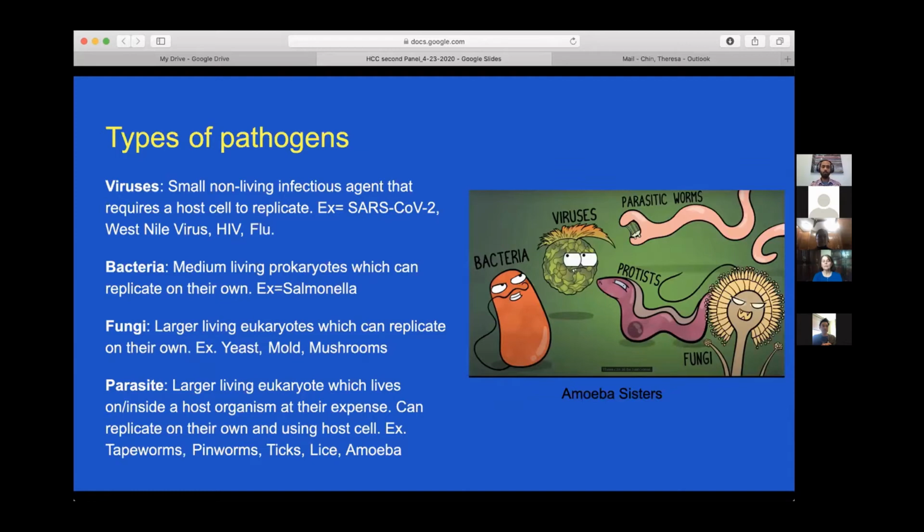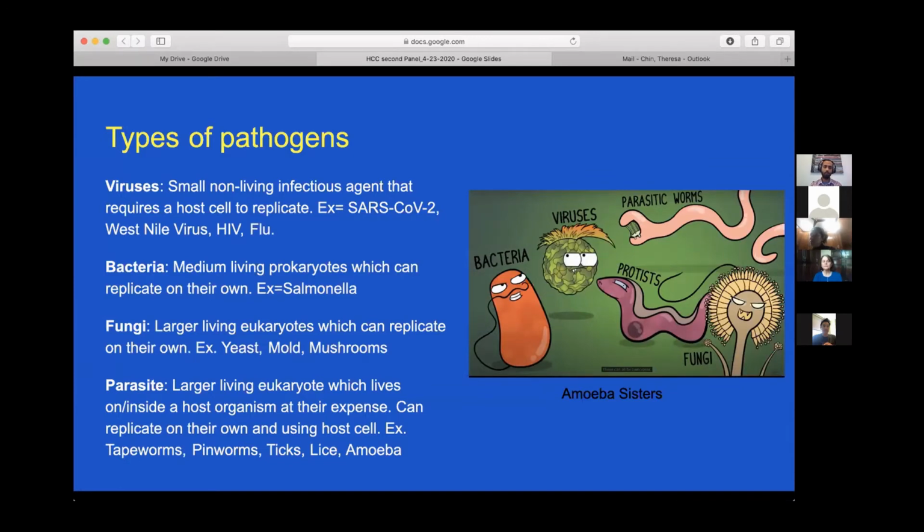So viruses, such as SARS-CoV-2 that we're talking about today, are small, non-living infectious agents that require a host cell to replicate. That's one of the most defining features of a virus. It's non-living and it requires the host cell to replicate. Examples include SARS-CoV-2, West Nile, HIV, and your common flu.